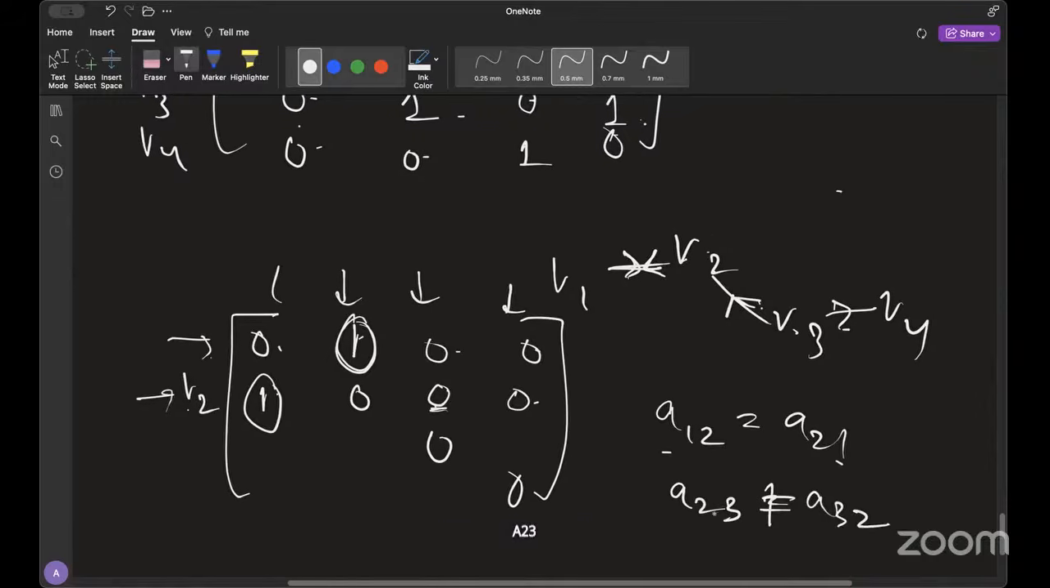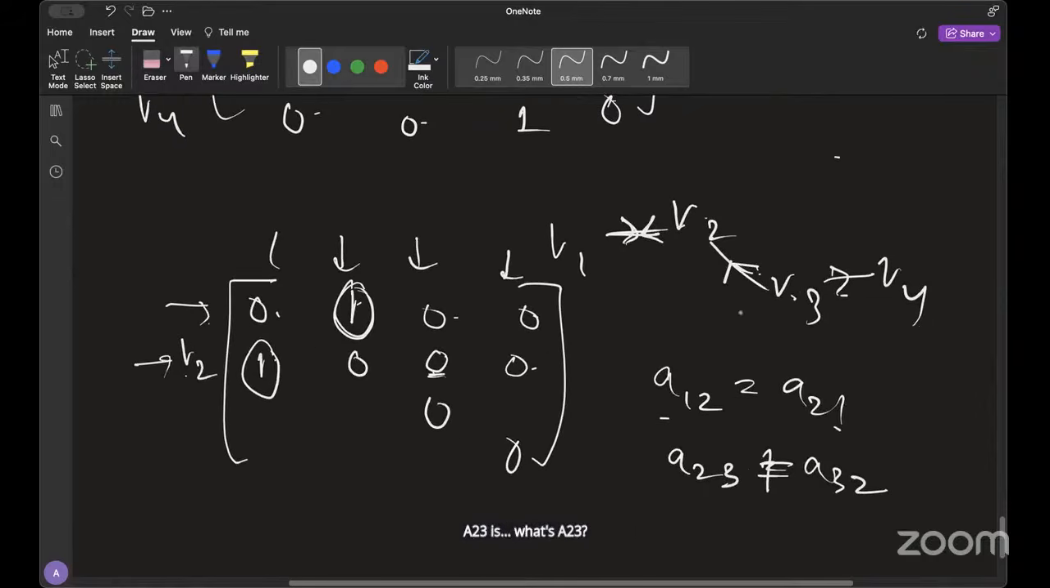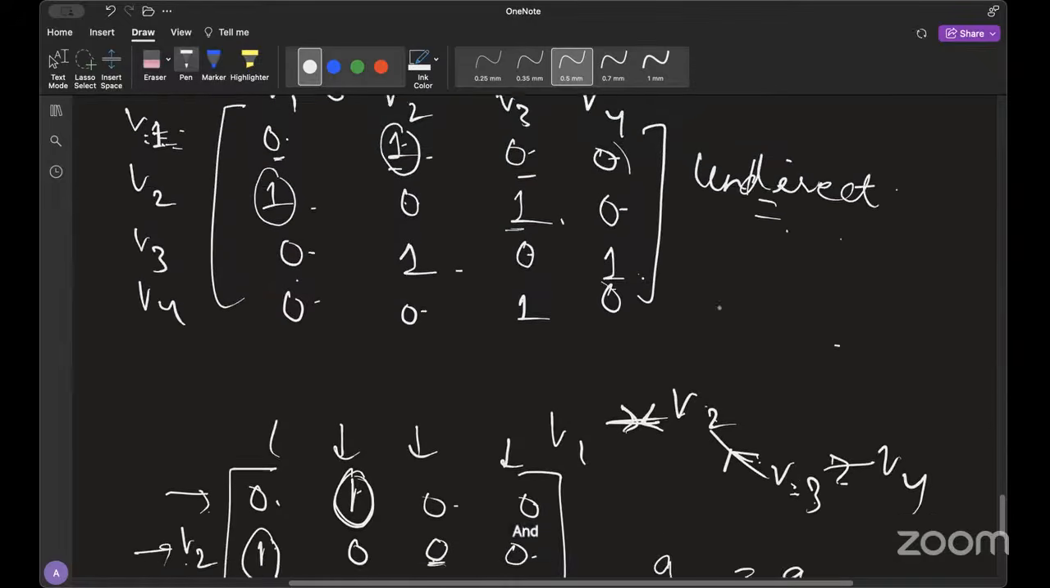What's A23? A23 is 0 because you don't have an edge from 2 to 3. But A32 is 1 because you have an edge from 3 to 2. So this is 1 and these two are not equal. And they're always equal in an undirected graph.